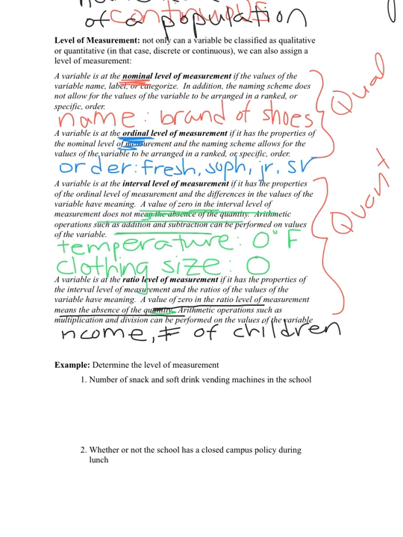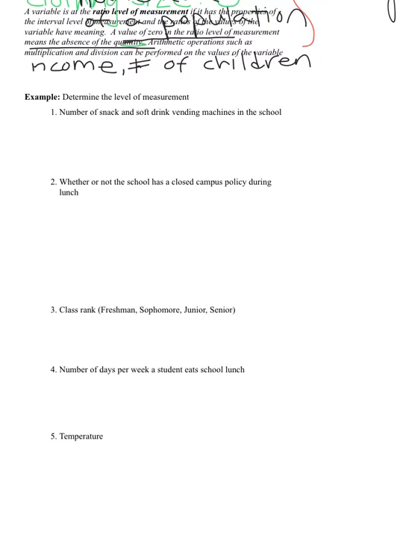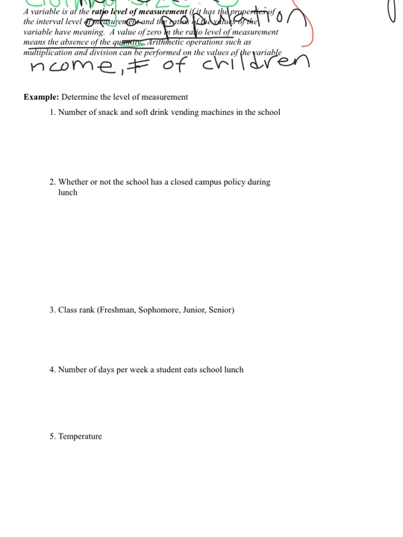All right, let's do some examples. Go ahead and push pause, determine the level of measurement for our final examples, and then push play when you're ready to go over them. Number of snack and soft drink vending machines in the school. We are counting those: 1, 2, 3, 4, or 0. So that's ratio. If there was 0, it actually means there are no vending machines. That's the way to tell between ratio and interval: what does the 0 mean? In this case, 0 means an absence.